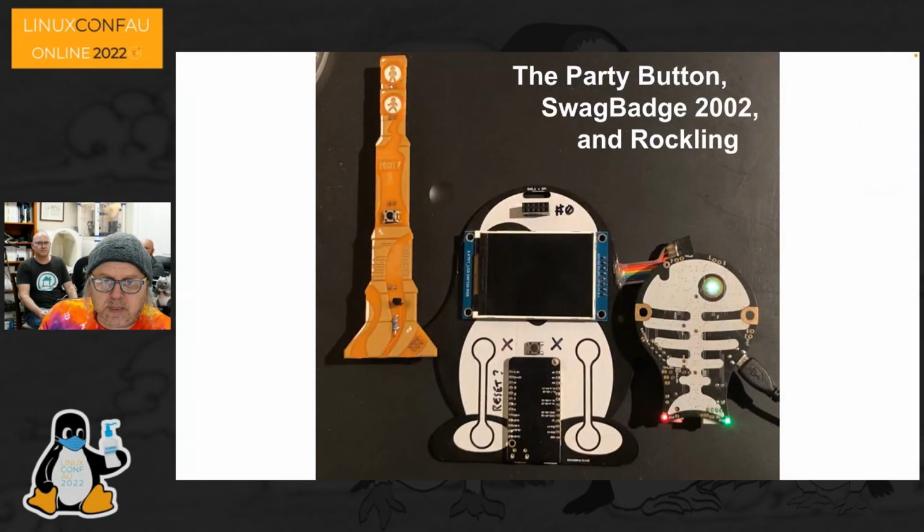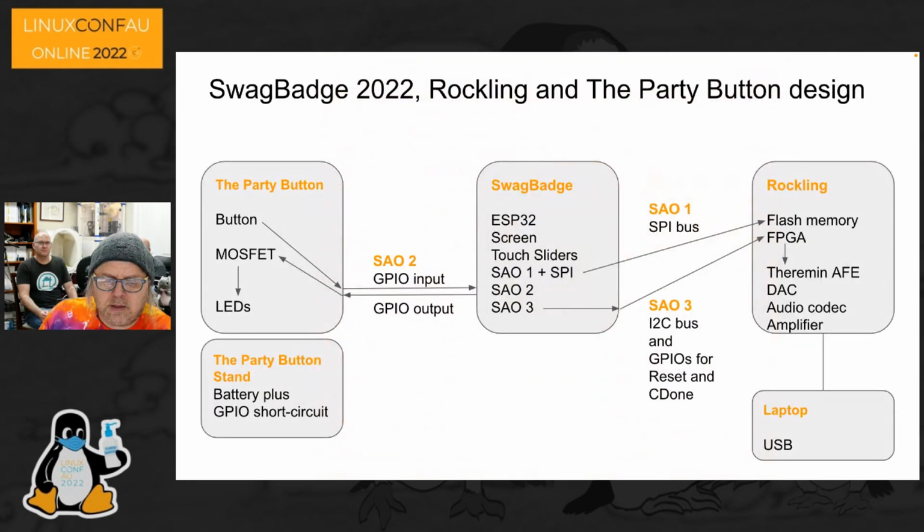Right, so looking at the project as a whole, the swag badge, the party button, and the Rockling. This is a bit of an overview of how these all hang together.